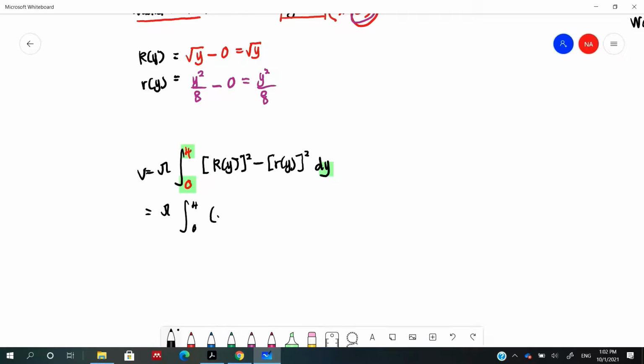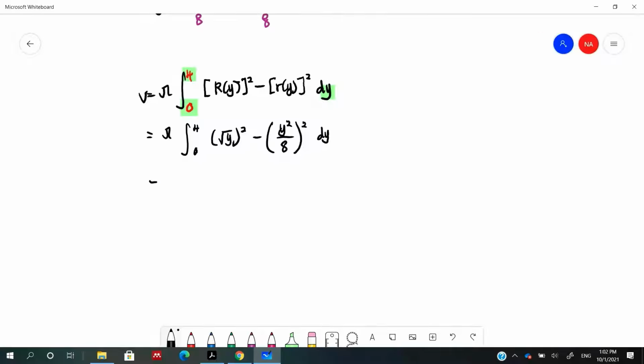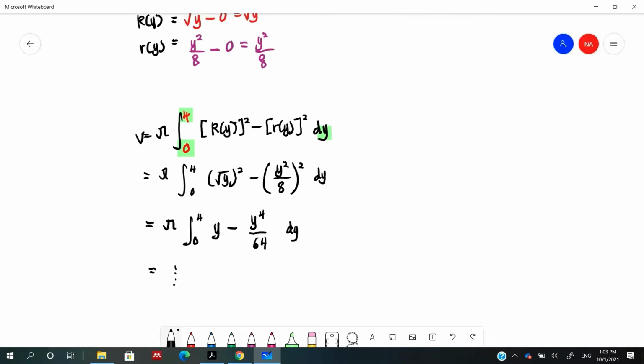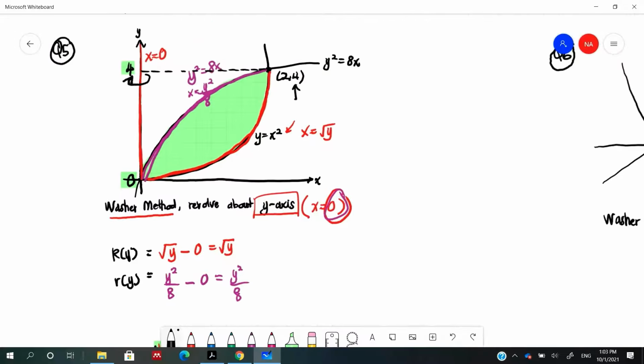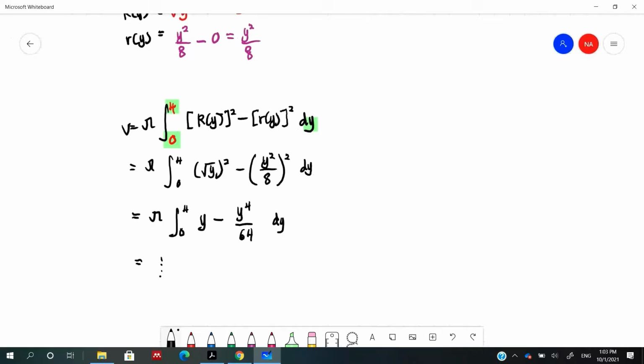We'll have something like the square root of y squared minus y squared over 8 squared dy. So we have pi integrate from 0 until 4 of y minus y to the power 4 over 64 dy, and we integrate like usual, and we get the final answer, which is the volume using the washer method for this green region here. All right, so that's it, as simple as that.